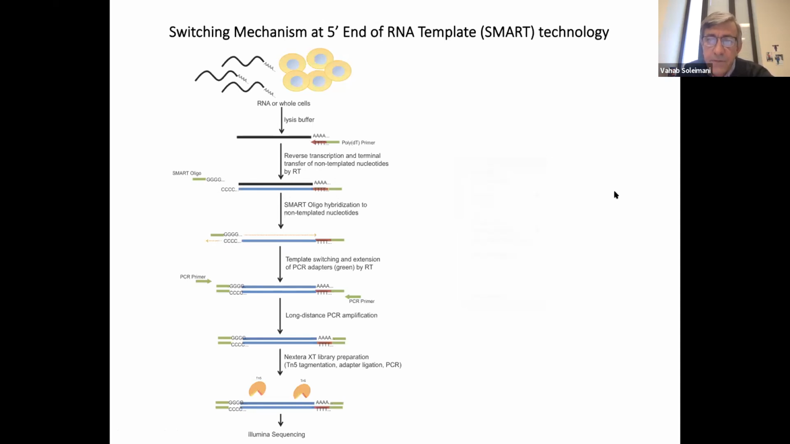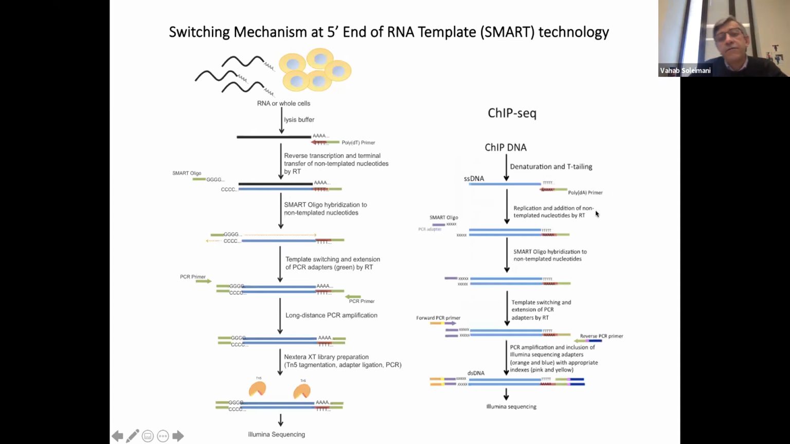I'm just showing you here how it can be done, but ChIP-seq is essentially the same thing, except that when you do the ChIP DNA, you turn this DNA into single-stranded, use T-tailing to add a bunch of Ts, and then instead of going with oligo-dT, you go with a poly-A primer and repeat this whole process again. So there are multiple versions of this technology that have been applied to the analysis of minute amounts of material.